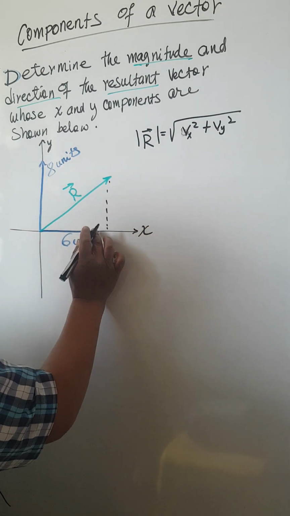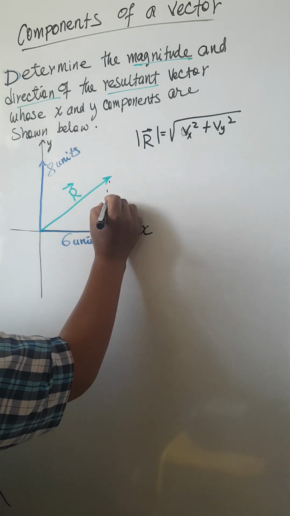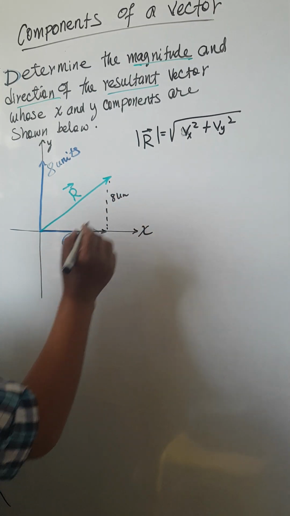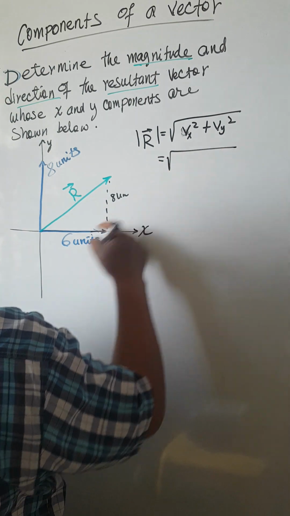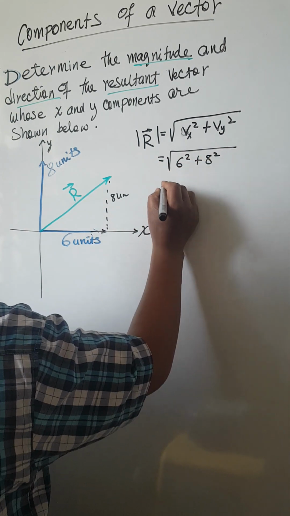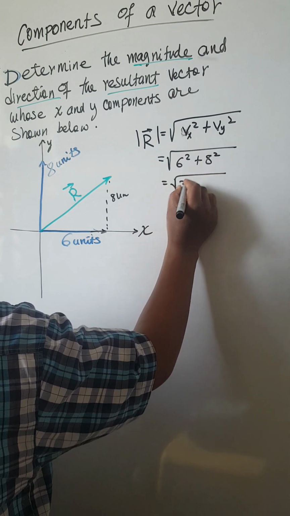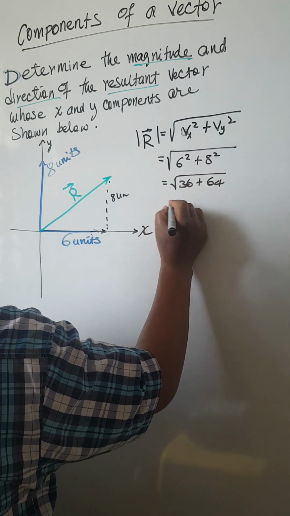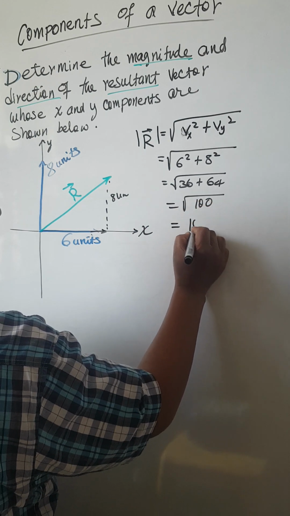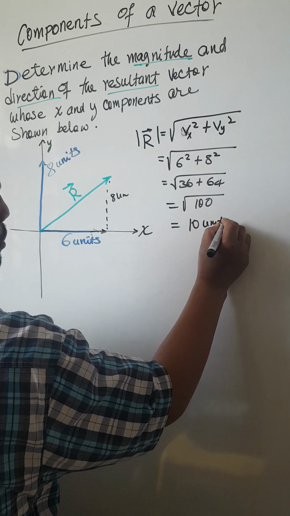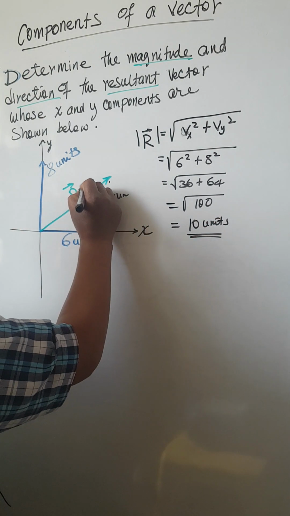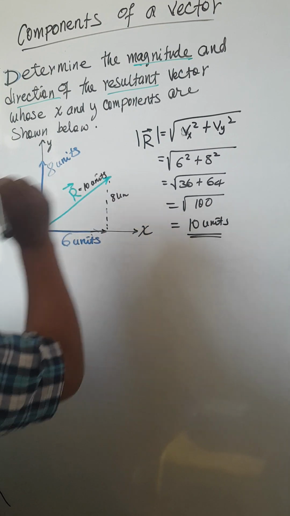Here we have the x component, and here we have the y component. So this is equal to the x component, 6 squared, plus the y component, 8 squared. This is going to be 36 plus 64, which is 100. So the resultant has a magnitude of 10 units.